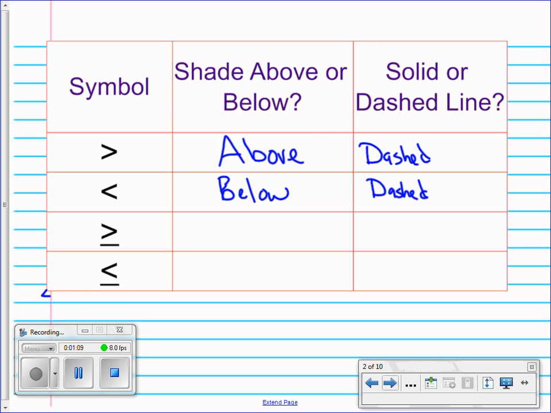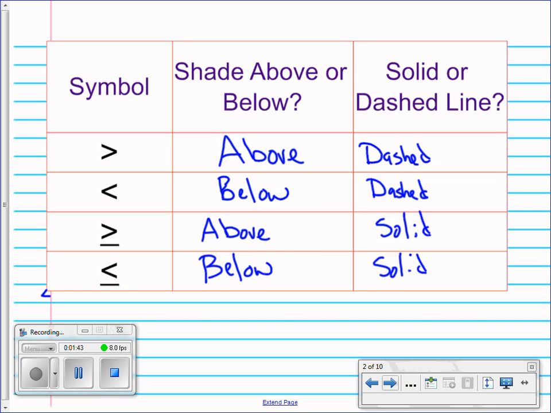Greater than or equal to means to shade above, and that's going to be a solid line, meaning it includes every single point on the line, just like the filled-in circle from 5.3. Less than or equal to means to shade below, and that is also a solid line because it includes all the solutions that are on that line.